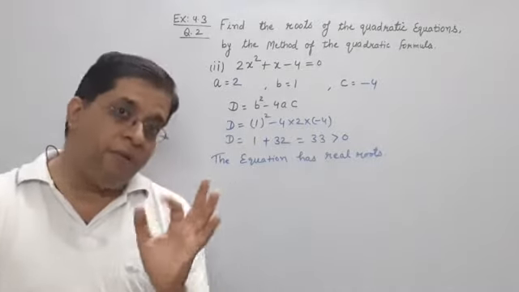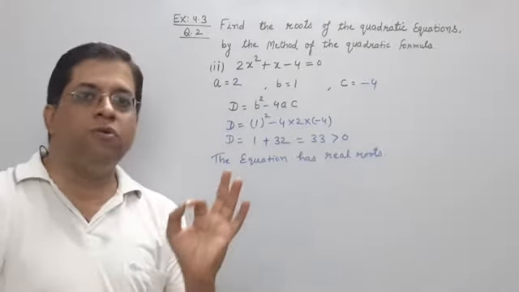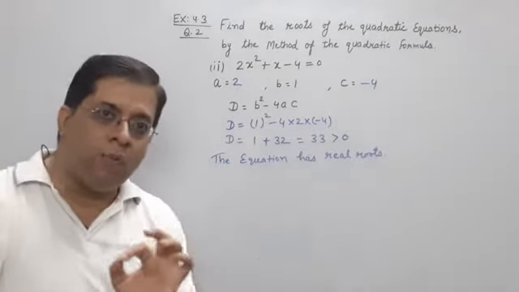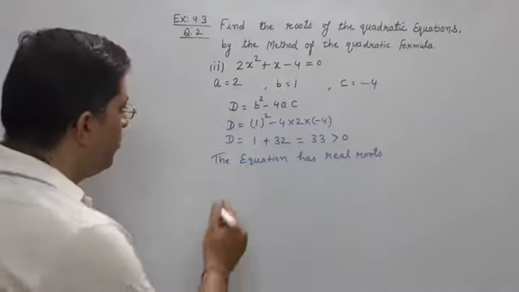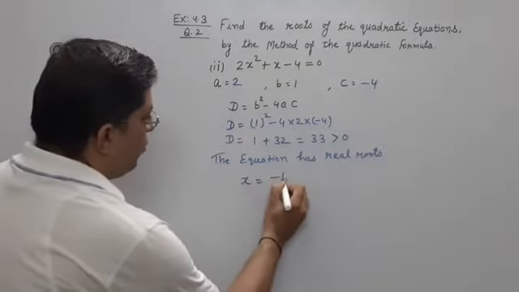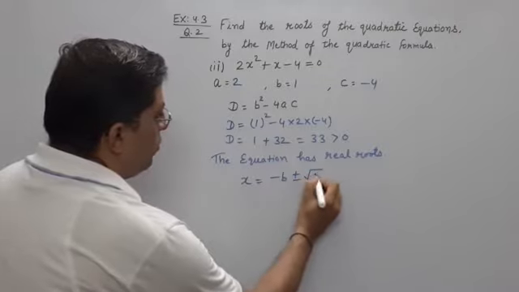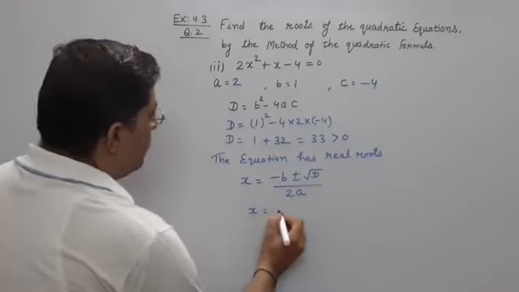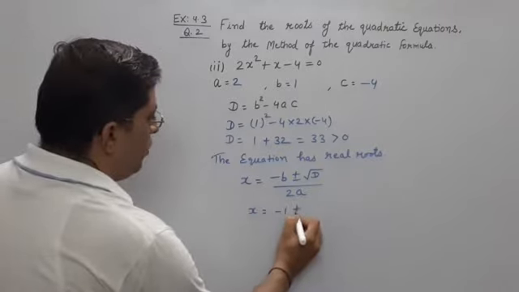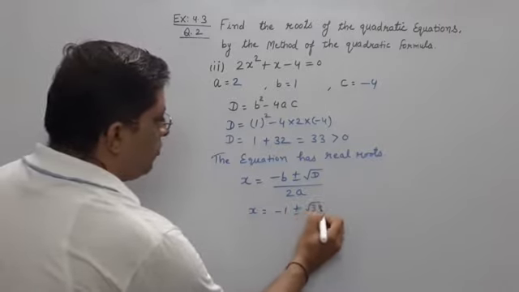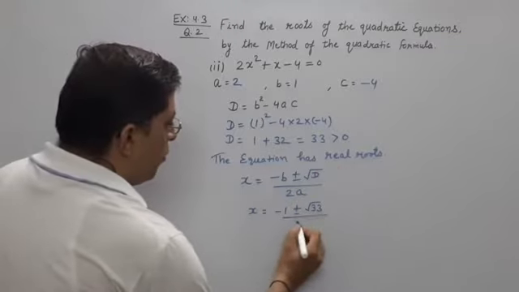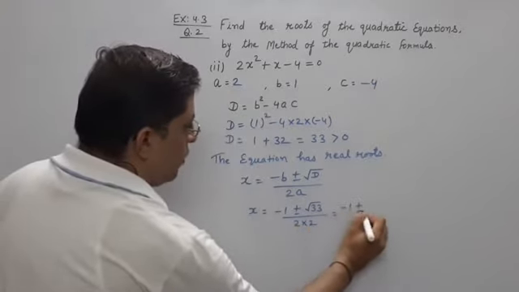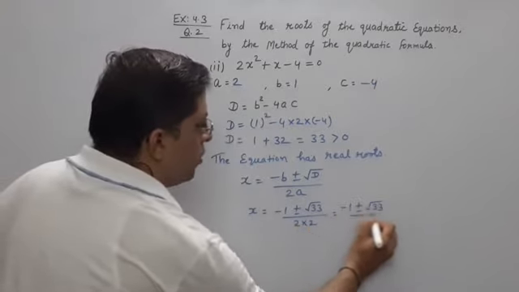Again I am repeating, see here. x is equal to minus b plus minus under root D upon 2a. Minus b is minus 1, plus minus under root D. D is 33, upon 2a. a is 2. So minus 1 plus minus under root 33 upon 4.